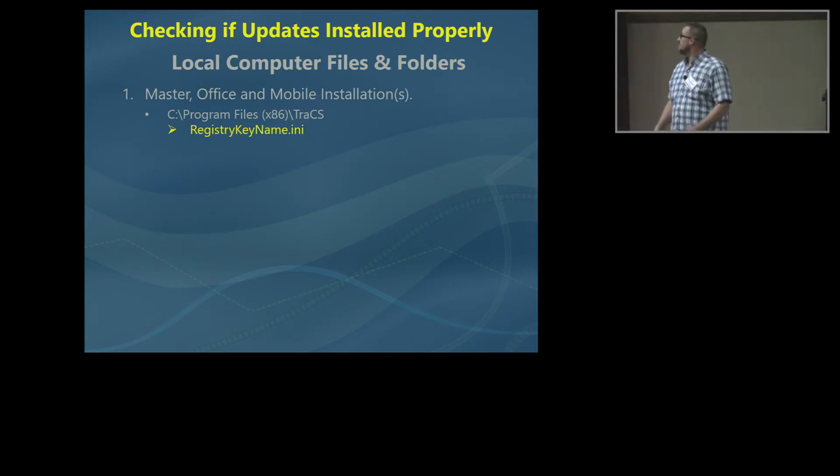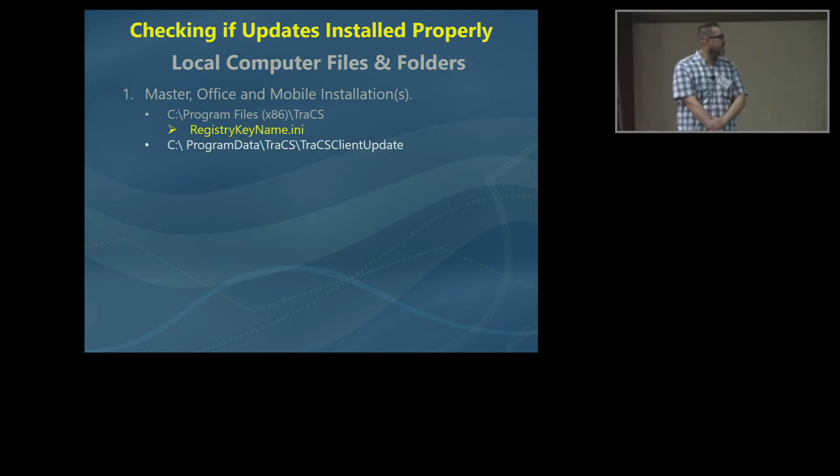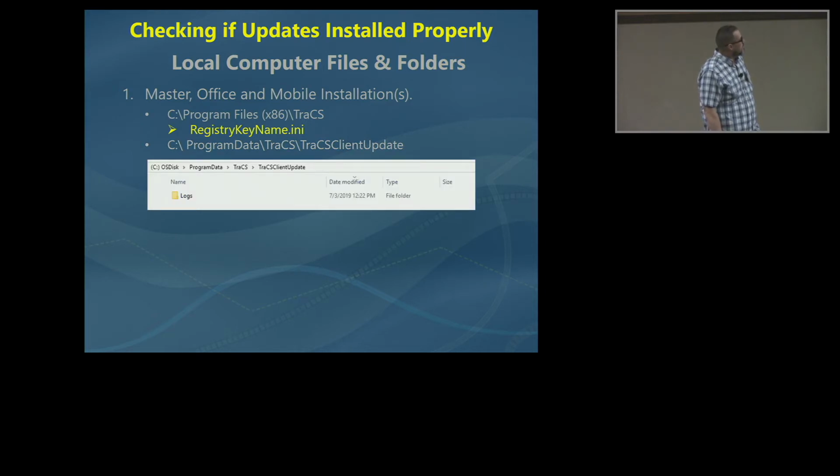In that Program Files x86 TraCS folder is a registry key name INI. And then the other path is going to be in the ProgramData structure, and that's in a folder called TraCS client update. That folder is where these updates get downloaded to. In that folder, if the updates have processed properly, it should look like that.